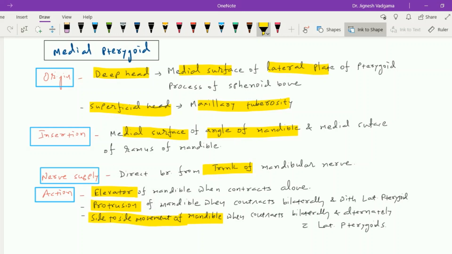You can pause this slide and revise the medial pterygoid details.